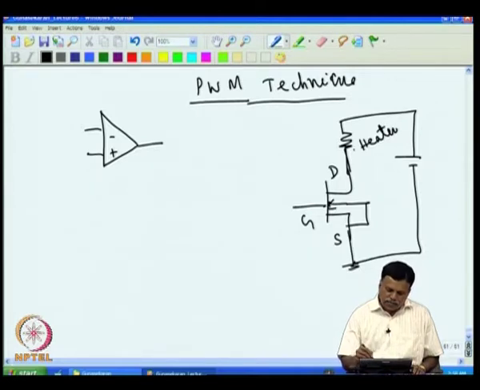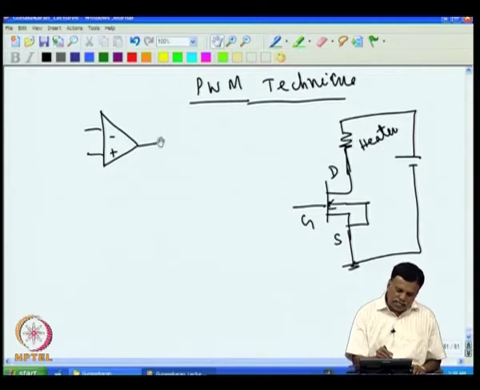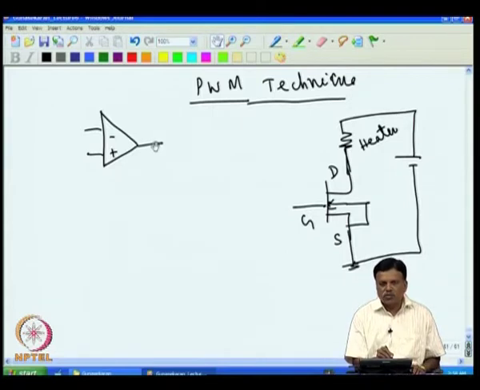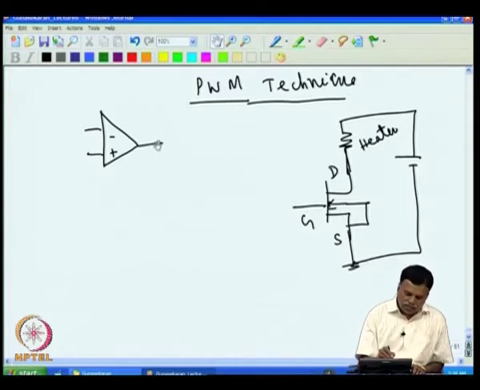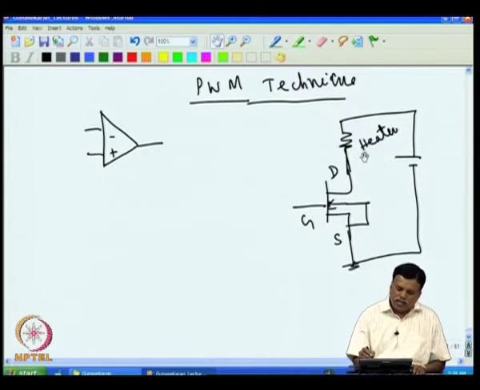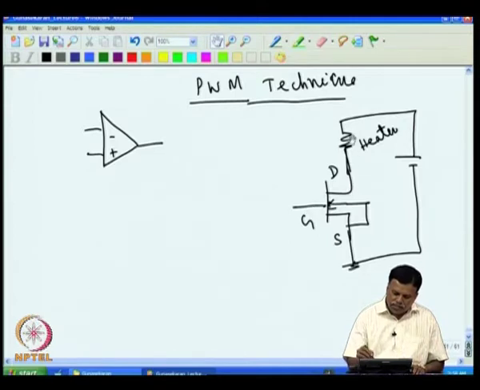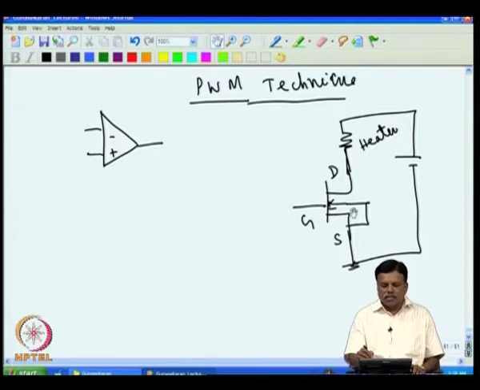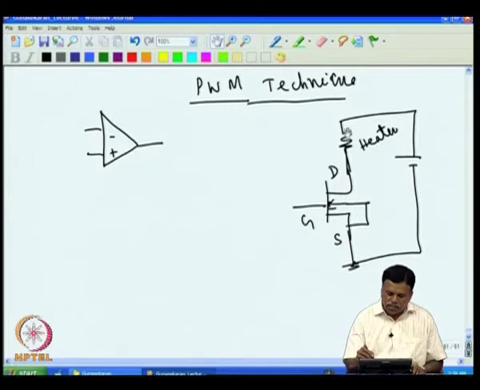What is required is that the power dissipated across this heater must be proportional to the error voltage here. That is what we want. We do not want to switch on and off like what we have done in the on-off controller, but we want the power dissipated on this to be proportional to the heater voltage. So what we do is, if I switch on, it will be fully on and 300 volt will be across the heater, and only a very small voltage across the MOSFET. Then if I switch off, all the voltage is across this and no current is flowing through it.